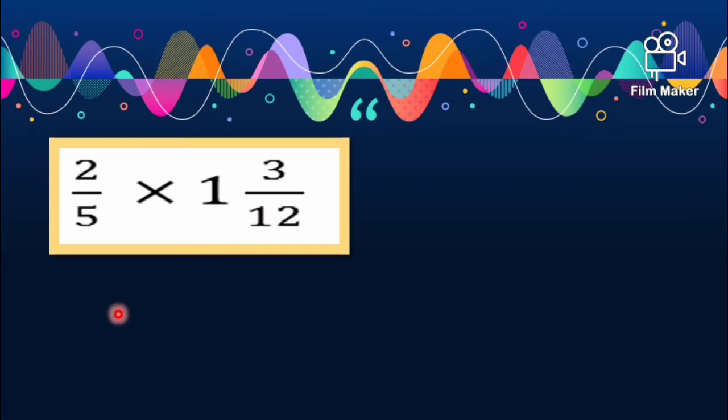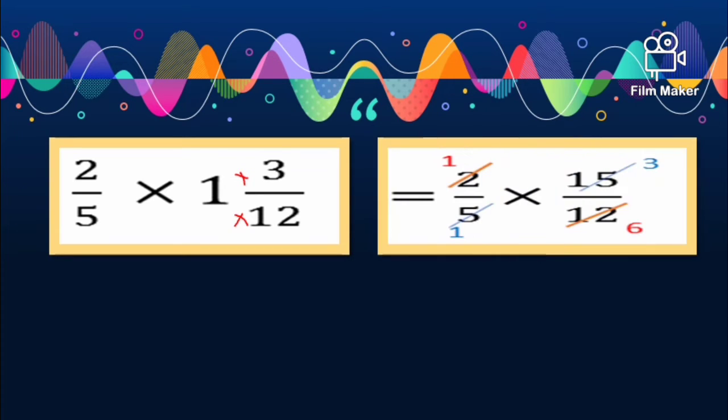To convert a mixed fraction into an improper fraction, what we do? We have to multiply the denominator and the whole number, 12 ones are 12, and then we will add the numerator. 12 ones are 12 and 12 plus 3 is equal to 15 by 12. Now 2 by 5 multiplied by 15 by 12. In this example you can see 2 by 5 and 15 by 12.